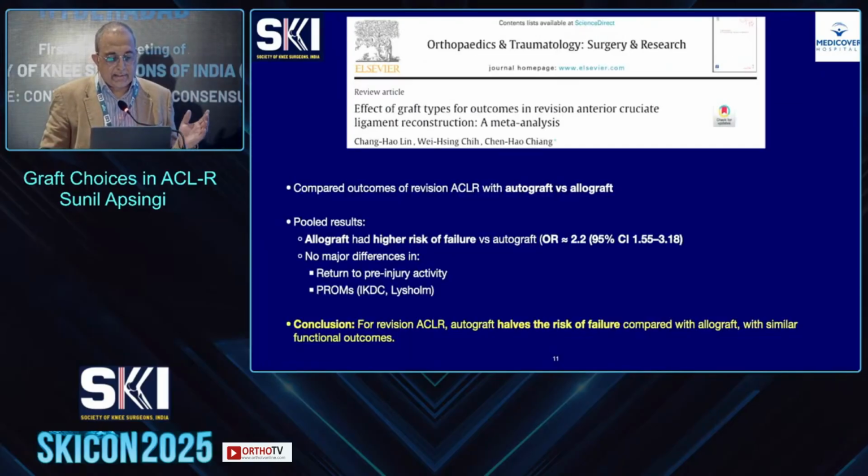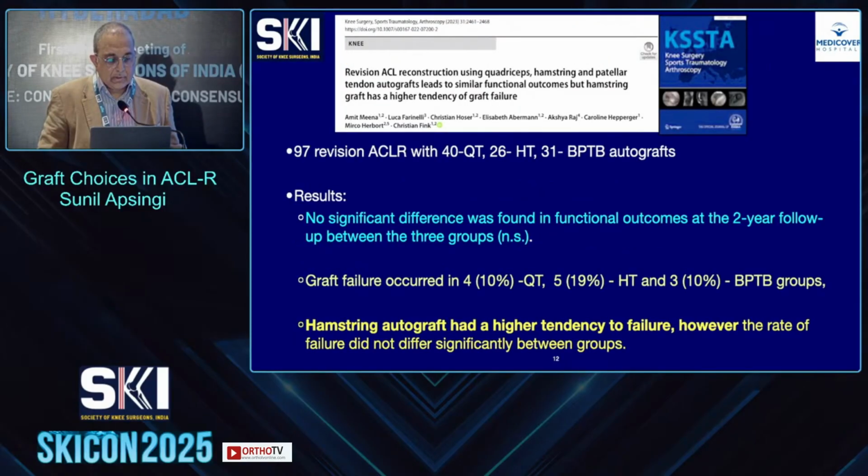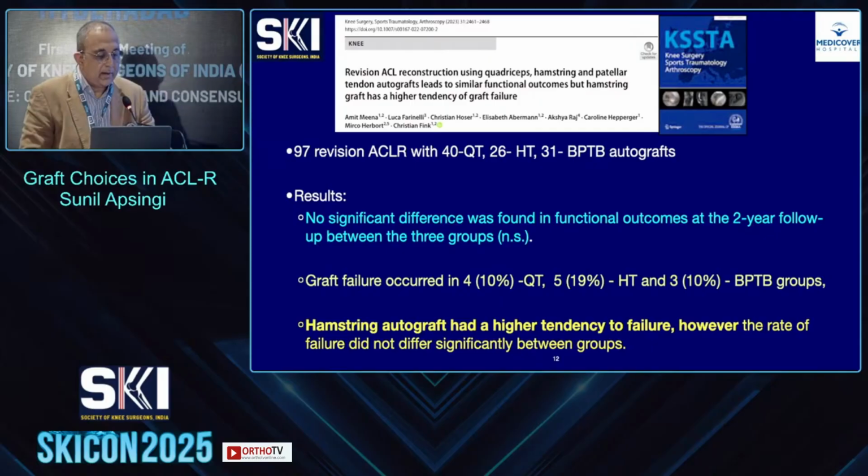One more meta-analysis, again they compared ACL outcomes for revision with auto and allografts, and they found that allografts had a higher risk of failure, not a surprise, and there was no major difference in return to pre-injury activities or PROMs. In this study, they had 97 revision ACL-Rs with all autografts: 40 quadriceps tendon, 26 hamstrings, and 31 bone patellar tendon. And they found no significant difference in functional outcomes at 2 years between all the 3 groups.